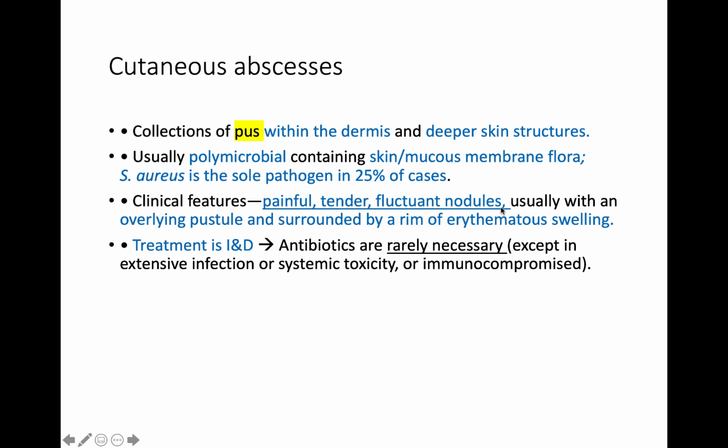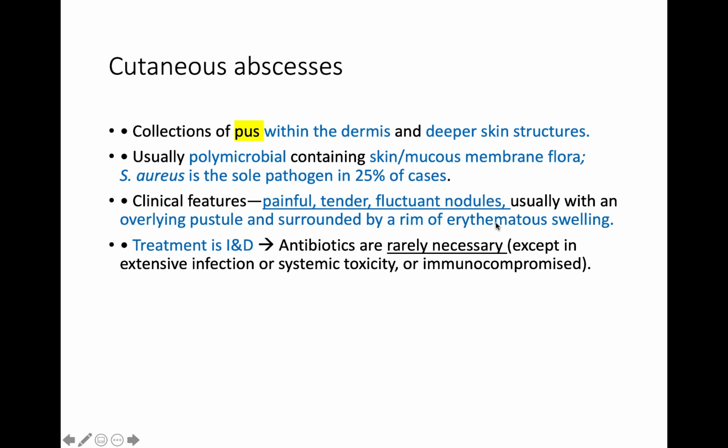Fluctuant nodules, so it is not fixed to the underlying structures. This is something that is typical of an abscess. Why? Because obviously this is a collection of pus and fluid, and the outside borders and the walls of the abscess will not fix to surrounding structure.